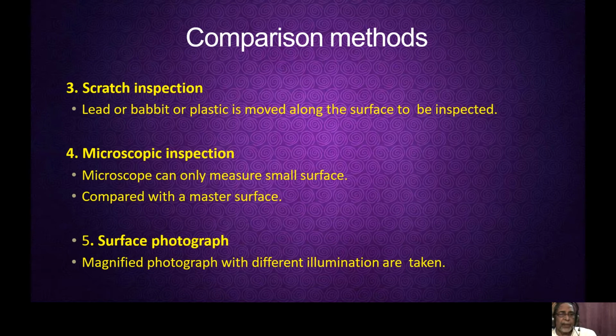So in this microscopic inspection, the microscope can only measure small surfaces, and it is compared with the master surface. Number 5, surface photograph. Take the photograph of a surface. A magnified photograph with different illuminations is taken. So, we'll have to take magnified photographs with different illuminations.